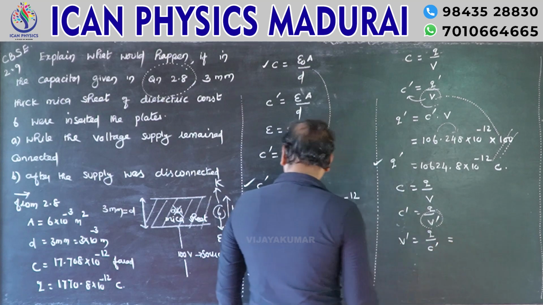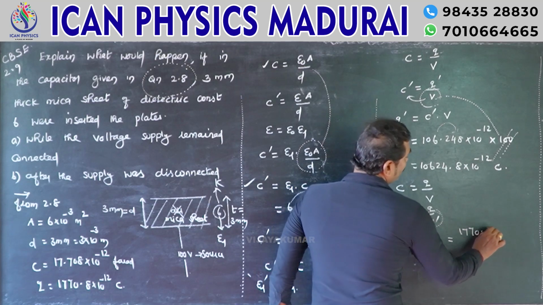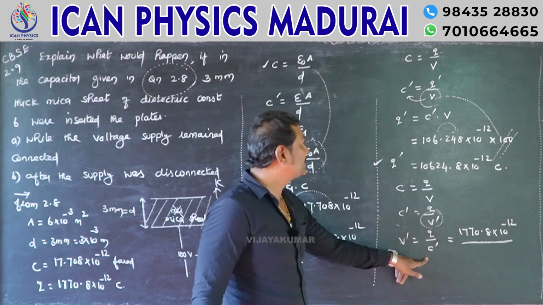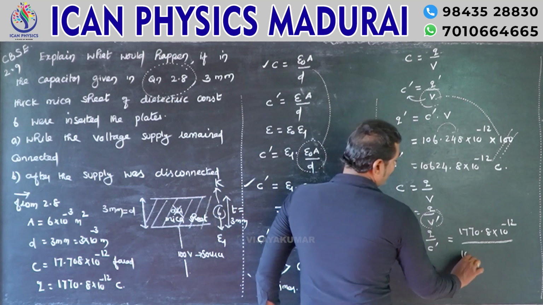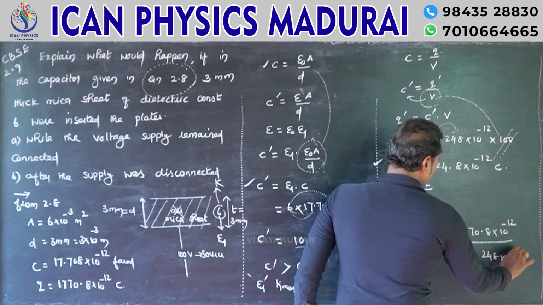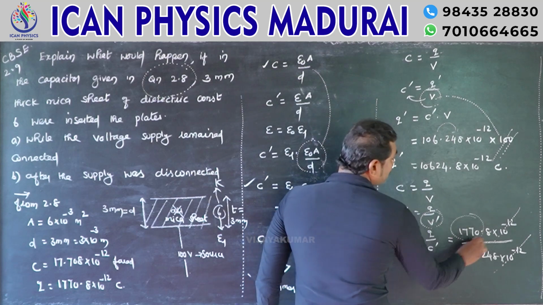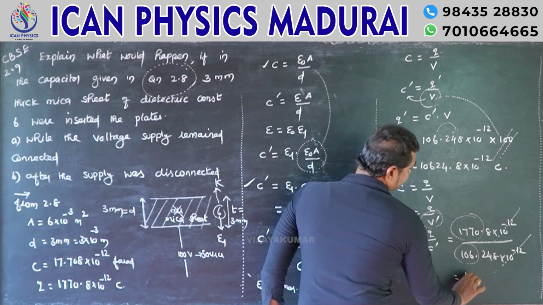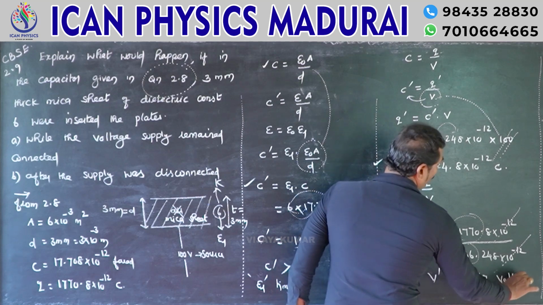Now, what is the value of Q? The value of Q is 1770.8 into 10 to the power minus 12. And C dash is 106.248 into 10 to the power minus 12. So, minus 12 gets cancelled. Dividing 1770.8 by 106, that is 16.67. That is the voltage.